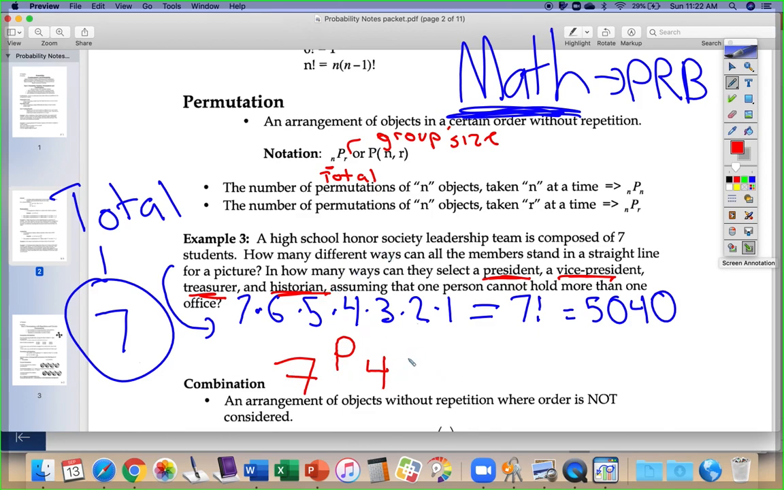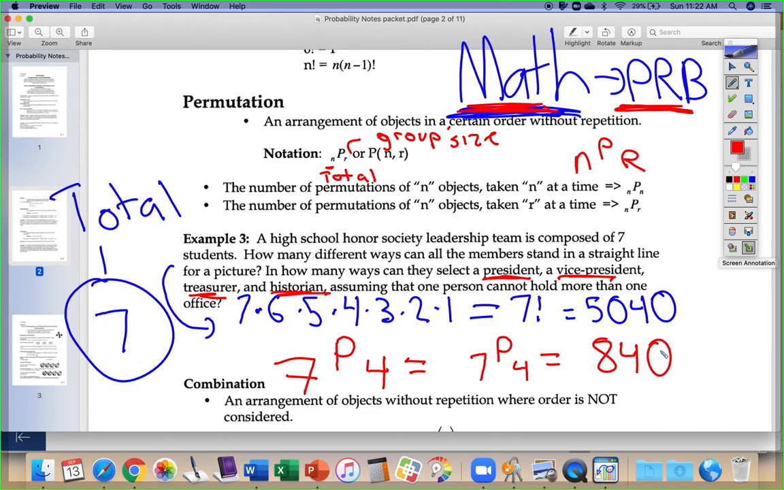So 7P4. This is also going to be in your calculator. Watch the video. What you'll do is in your calculator do 7. Then you'll go to math again, then probability, and we will look for this nPr. So I'll do 7, then math, probability, nPr. Put in the 4. And 7P4 in our calculator is 840.